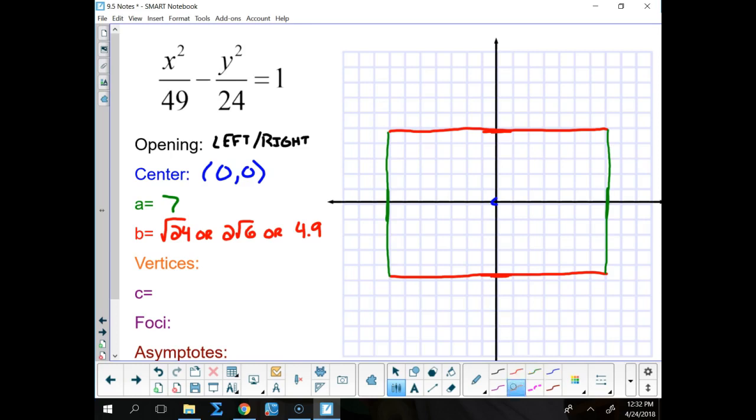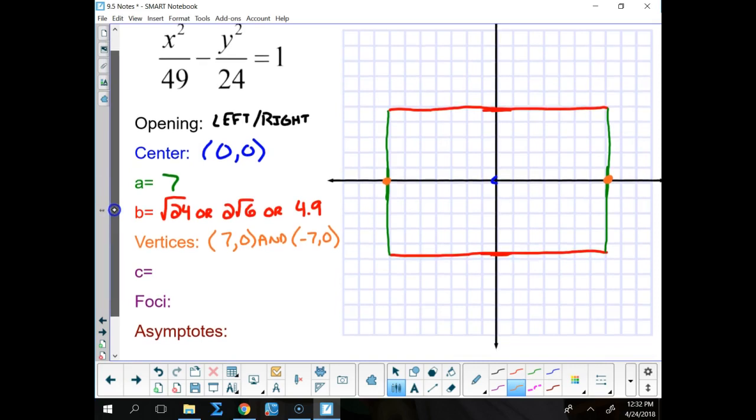Vertices. They're in there, right? Because it's open in left and right. So that's going to be 7, 0 and negative 7, 0. Okay. Let's draw in some asymptotes.